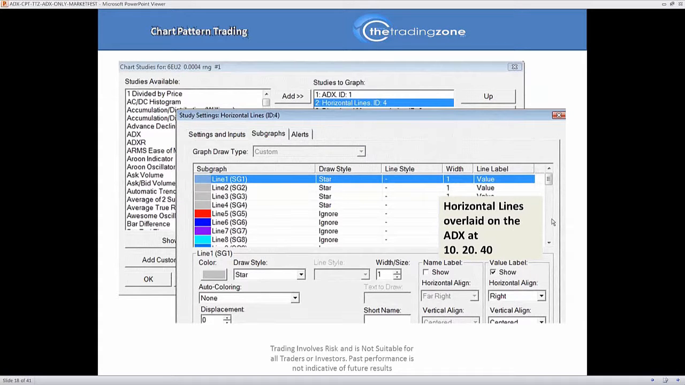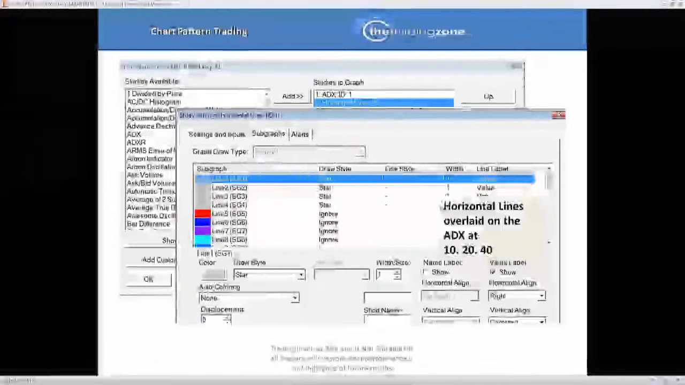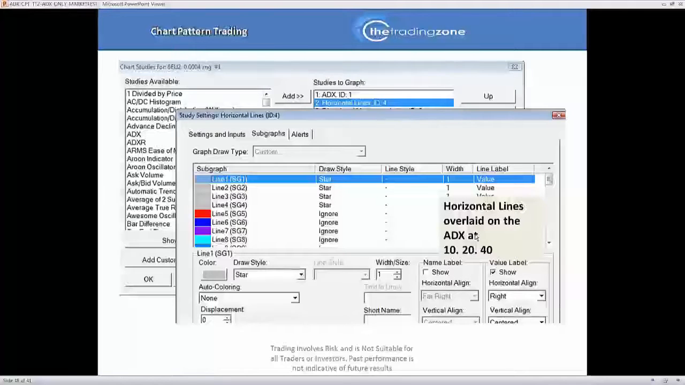Now the next thing I do, and this is quite important, is some indicators come with horizontal lines that they overlay at the top and the bottom, right? Overbought, oversold areas. Like when you set up a stochastic, you get an 80-20 line.